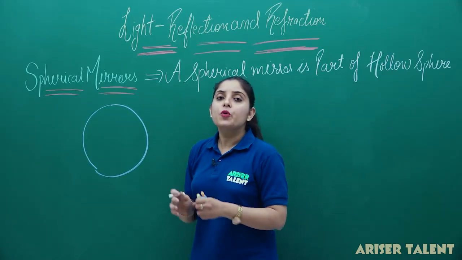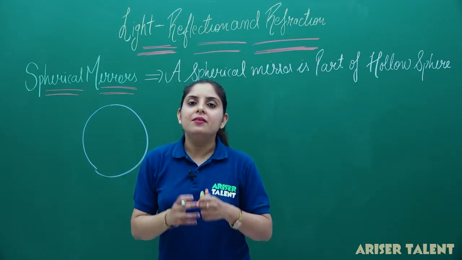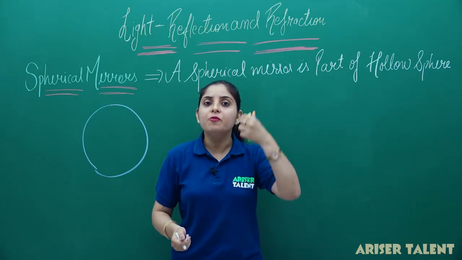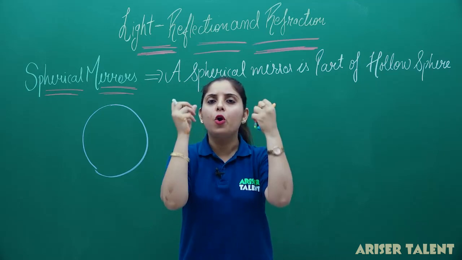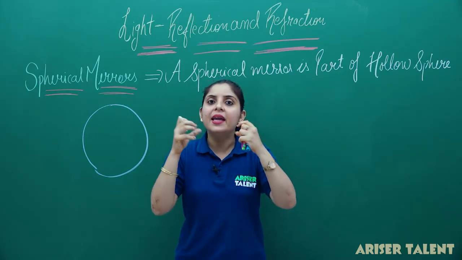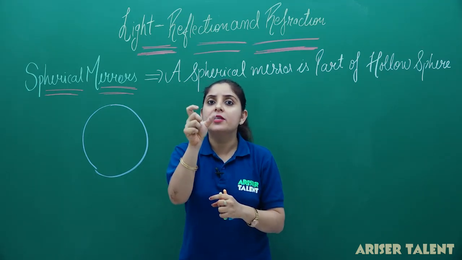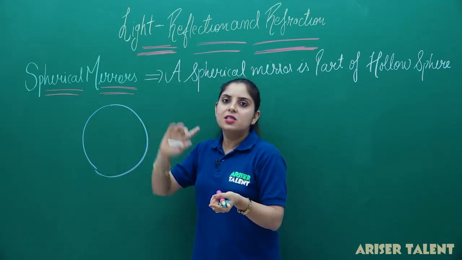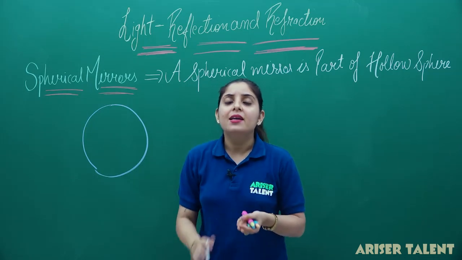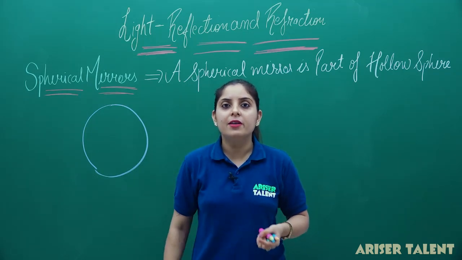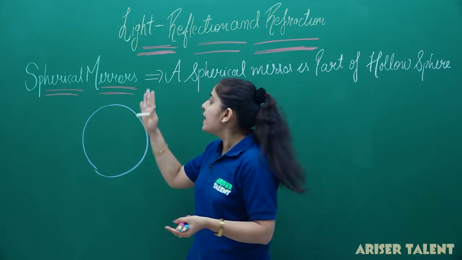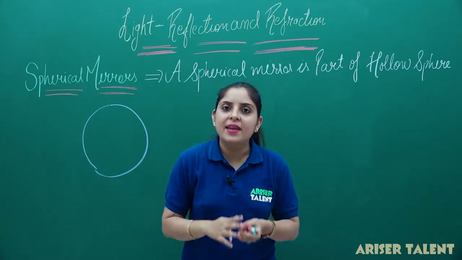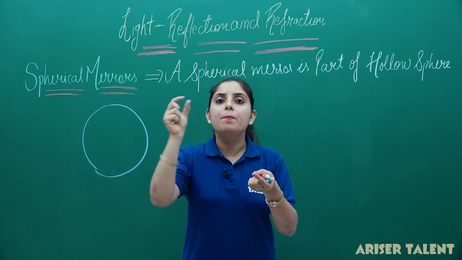So if I cut any part of the sphere from this, I will definitely get a spherical mirror. Now you have observed that in hospitals the dentist uses a mirror to check your teeth. If you have any ailment or any decay in the tooth, the dentist just uses a mirror to check your teeth. So what is that mirror? That mirror will be the spherical mirror. We have seen that in telescopes we use very big mirrors, and these mirrors are actually spherical mirrors. So a spherical mirror is a part of a big sphere.